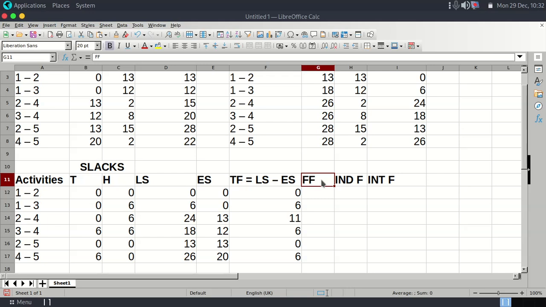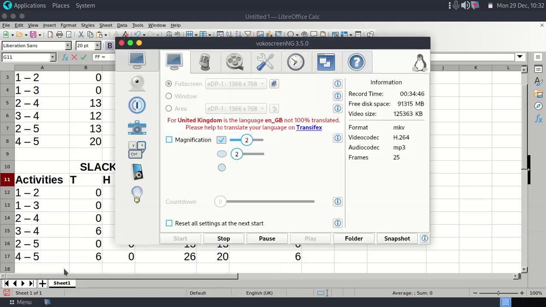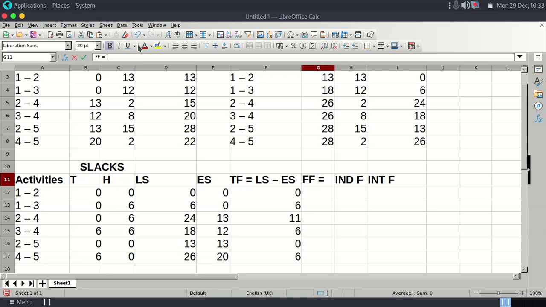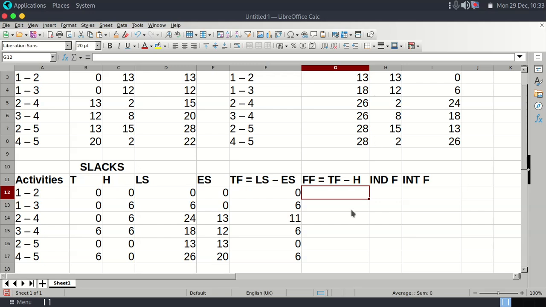Now we have the free float. A free float again has a formula. Free float, which is FF, has the formula: total float minus head slack. So we are saying free float is total float minus head slack. This is our total float and this is our head.